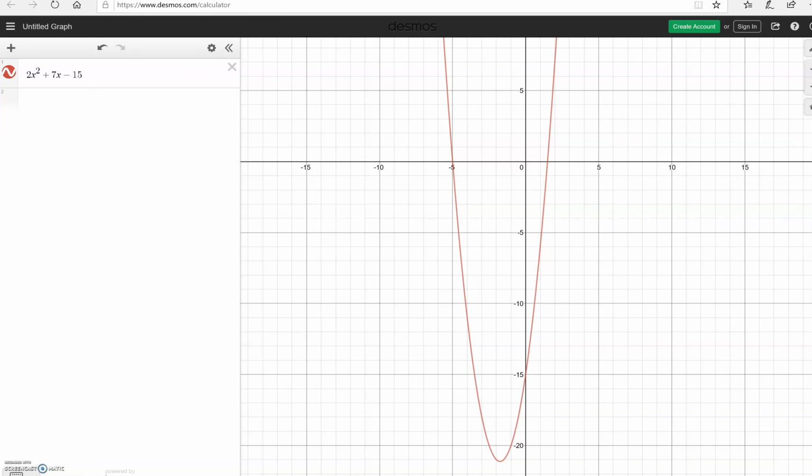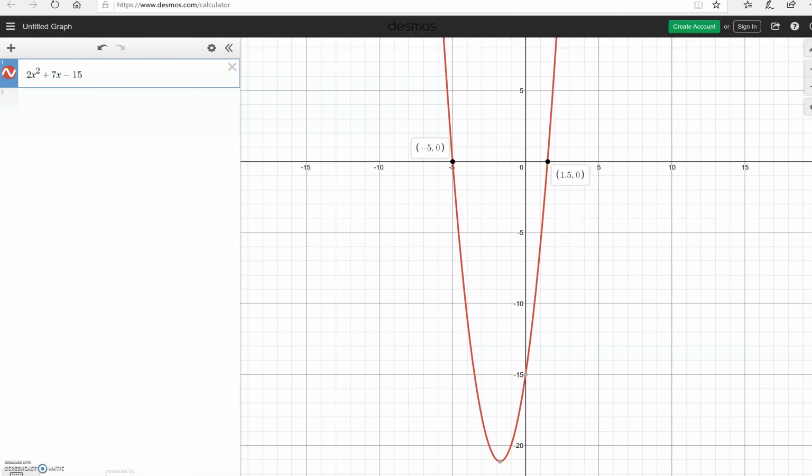Okay, so here I typed in my function 2x squared plus 7x minus 15, and it gave me this parabola. In order to find my solutions, remember our x-intercepts are the same as our solutions and our zeros of our function. So if I click on my x-intercepts here, it tells me x at negative 5 and x at 1.5 would be my solutions. Those would give me a y value of 0, which is what we have when we set our function equal to 0.